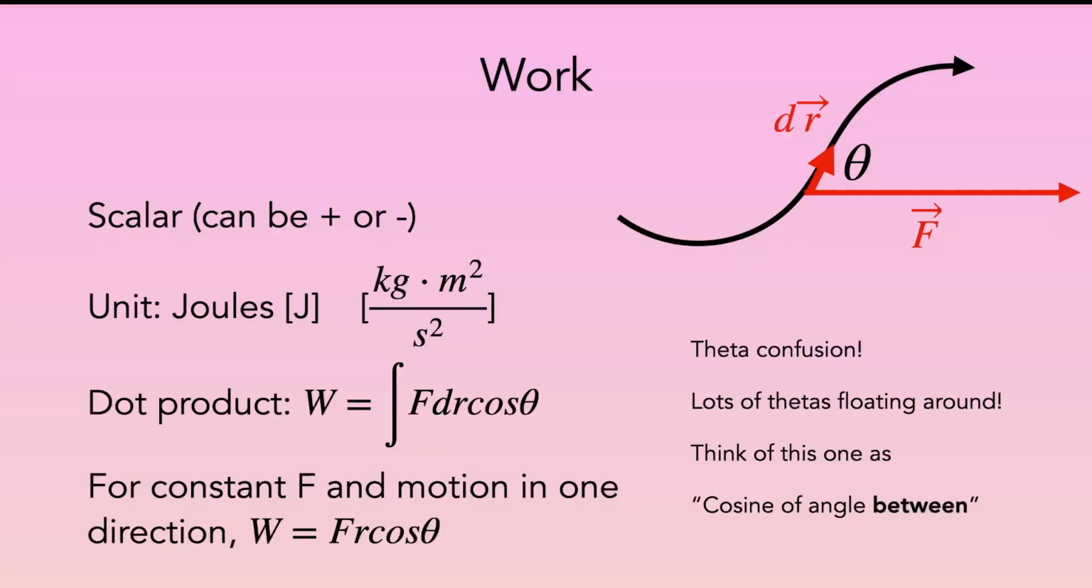And I call this theta confusion. Sometimes you'll have problems where it's a ramp and theta is given as the ramp angle. Here the theta is the angle between those two vectors. So I always think of this as F r cosine of the angle between. I'll write "BW" an awful lot, that saves a whole lot of theta confusion. So I'll just write it as A dot B is AB cosine of the angle between BW.